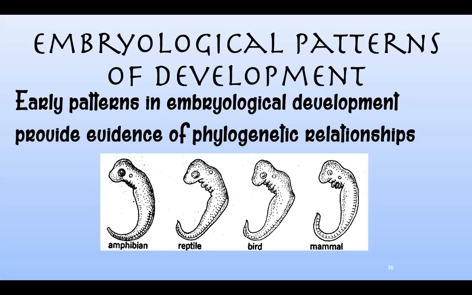The next evidence that we look at to establish evolutionary relationships is embryological patterns of development. And I've talked about this before. You've got here the embryo of an amphibian, reptile, bird, and mammal, and you see just how similar they are as embryos, but you can look at the embryo of, say, an invertebrate, because these are all vertebrates.